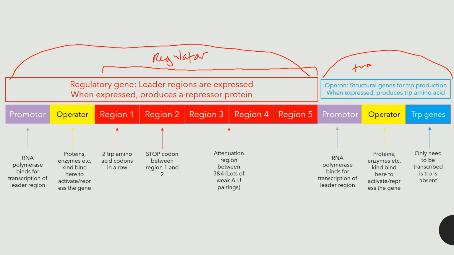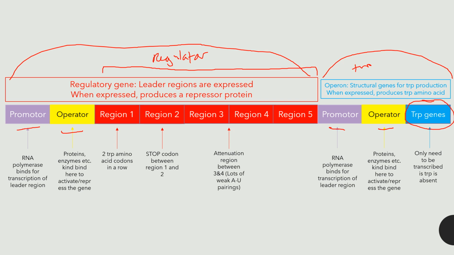So all I've done is stretch out that regulatory gene so you can see a little bit more detail. And this detail is going to be quite important to understanding how we actually regulate this gene. So we've got our promoter, that's where our RNA polymerase is going to bind for both our regulatory gene and also our structural genes as well. And then we've got an operator, which again is the same thing for each case. That's where our regulators and our repressors and our activators and enzymes and all of those things are able to bind.